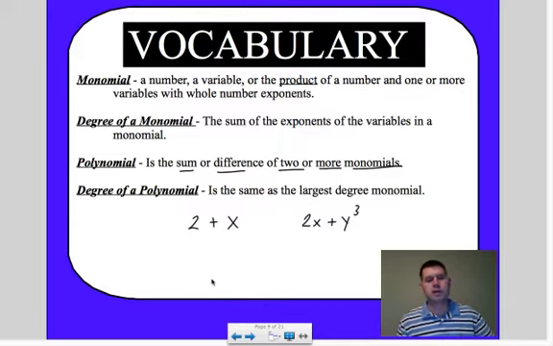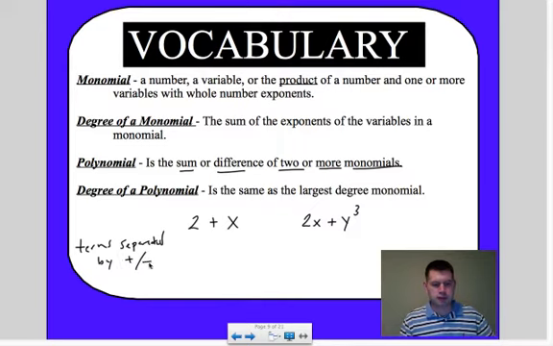So now as we talk about this, the degree of a polynomial is a little different. You're going to identify the degree of each individual term. Now the terms are separated by addition and subtraction. Okay, I might note that here. Terms are separated by addition and subtraction. That's what separates them.